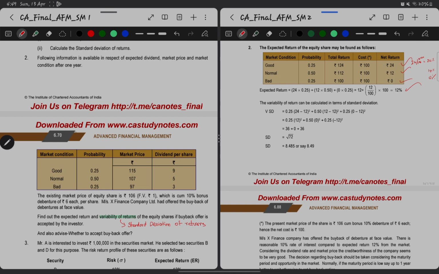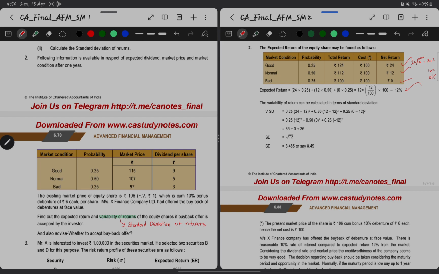Why? Because if in case the cost was 105, then the return will obviously change. 24 divided by 105 into 100 will give us a different return. That return has to be multiplied with the probability. So we have to be careful in this case. Since the cost is 100, they have directly multiplied with the probability to get the expected return.